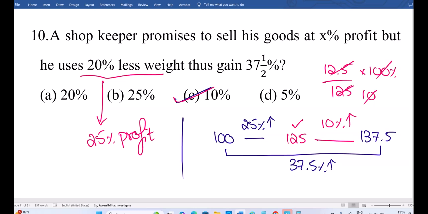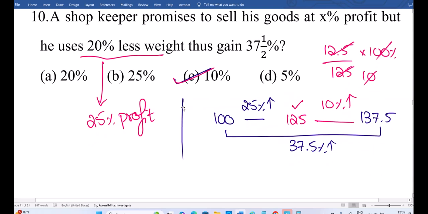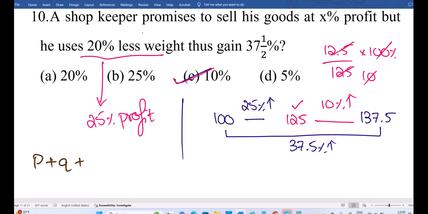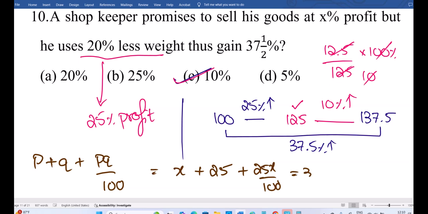Already 25 is there, right? There are two increases. We have to use X plus Y plus XY by 100. Already X is used, right? Okay, I'll change the variable then. If there are two changes, the resultant will be obtained by P plus Q plus PQ divided by 100. If you want to find the result of the two changes, we can go for P plus Q plus PQ by 100. P is equal to X, Q is equal to 25. First one X% increase, next one 25. So X plus 25 plus 25X divided by 100 must be equal to 37.5.